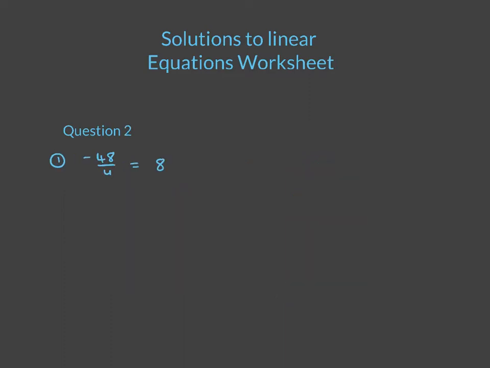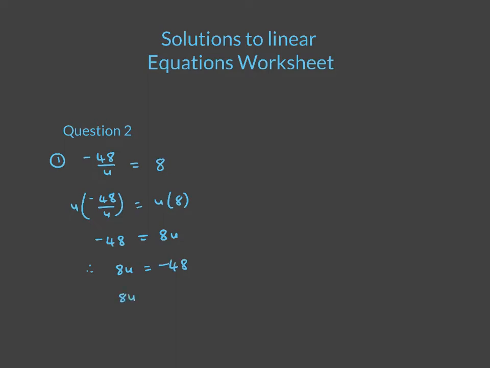Okay, question 2. Negative 48 over u is equal to 8. So we're going to times u on both sides. So therefore we've got negative 48 is equal to 8u. That is the same, of course, as saying 8u is equal to negative 48.